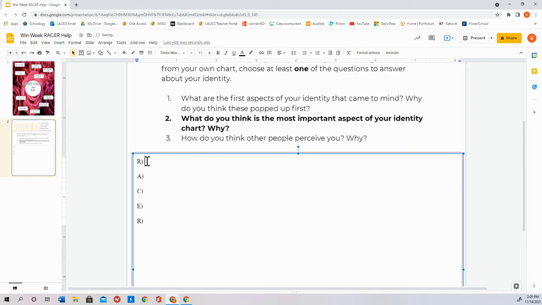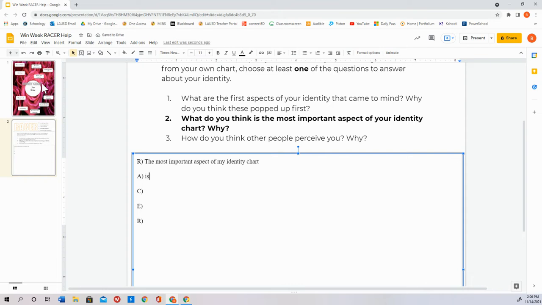This is where you're starting. I'm giving you the answers. The most important aspect of, instead of your, you're going to say my identity chart. There you go. I've reworded the question. The most important aspect of my identity chart. What do you think is the most important aspect of your identity chart? The most important aspect of my identity chart. And then under A is.